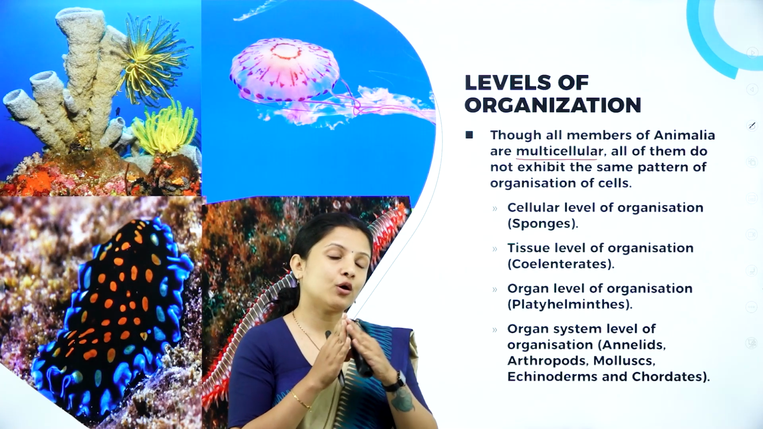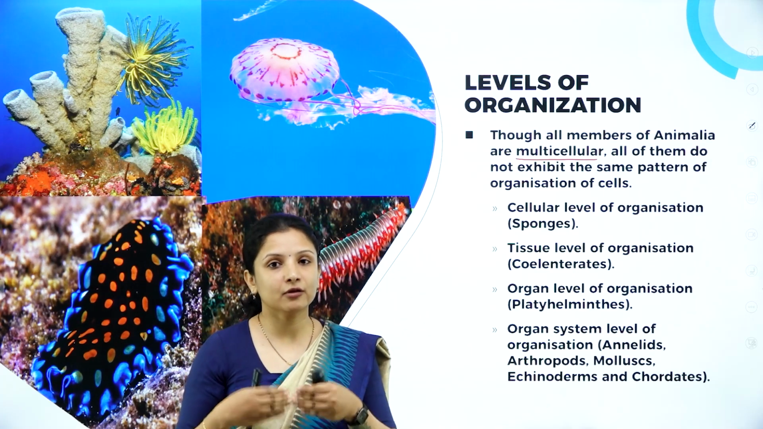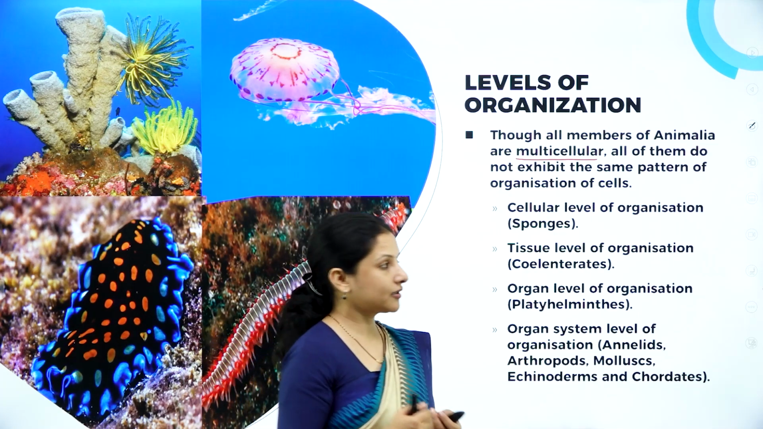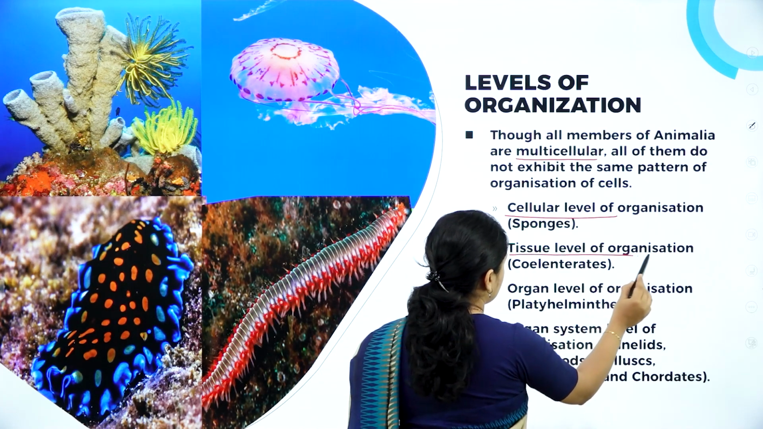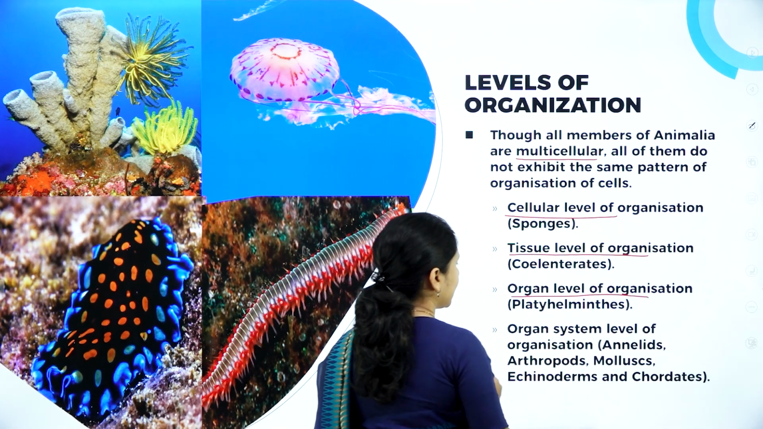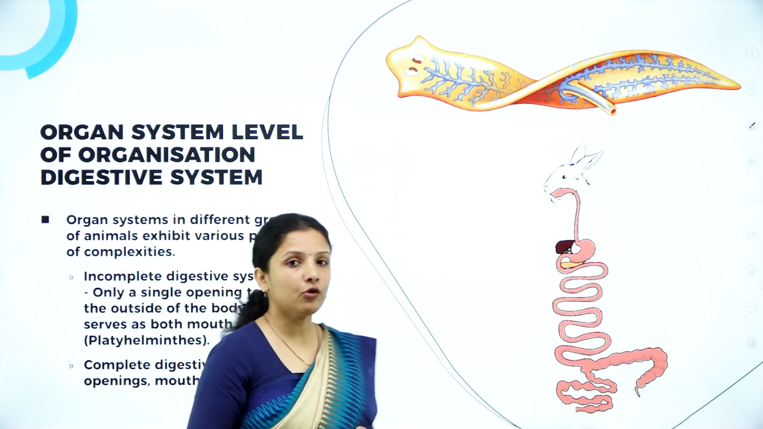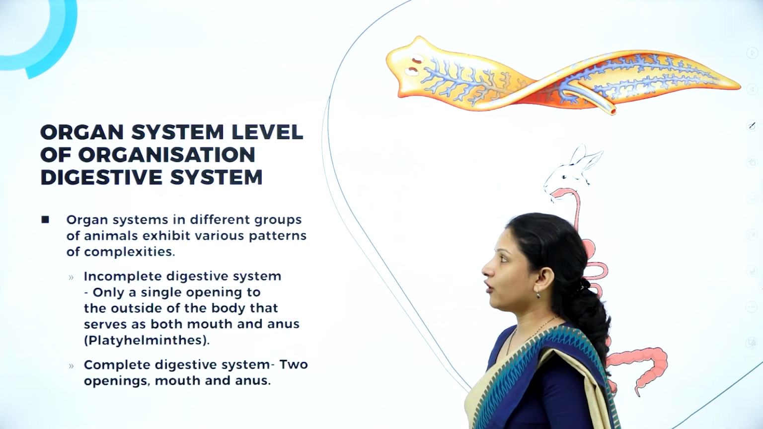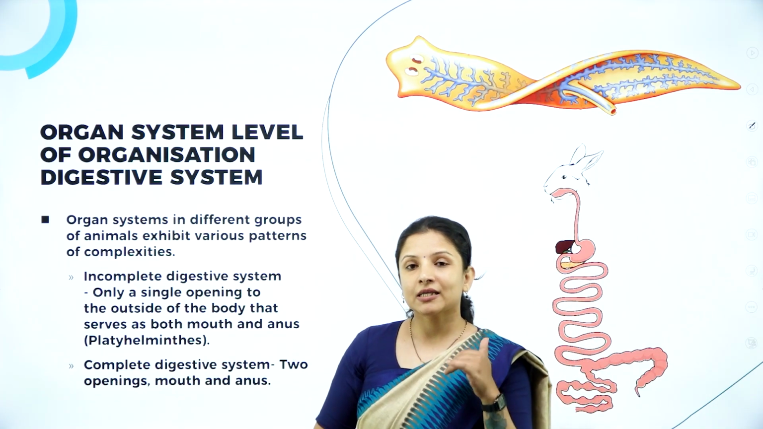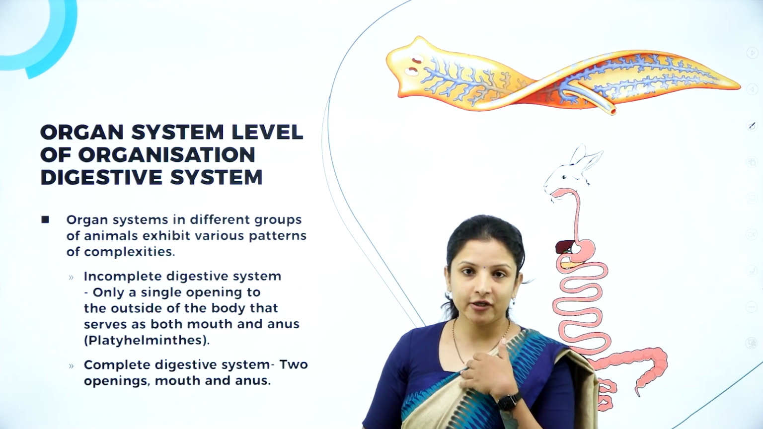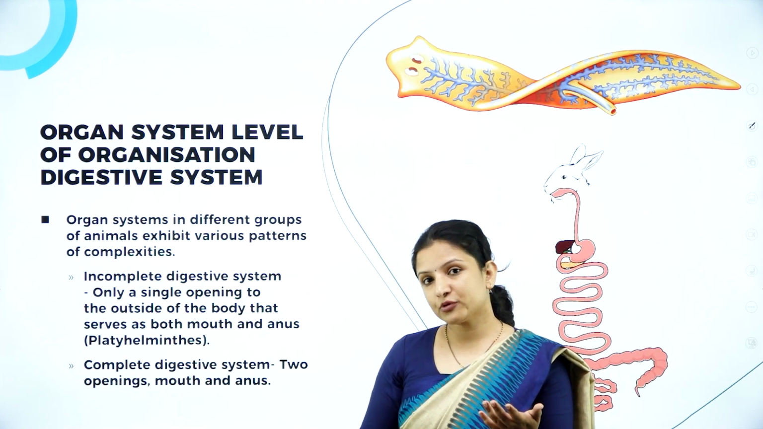So likewise, based on whether it is multicellular, or whether it is tissue level, organ level or organ system level, the organisms are classified under kingdom Animalia. As I told you, there is cellular level of organization, tissue level of organization, organ level of organization, and organ system level of organization in animals. Now moving on to the organ system level of organization. Again, if we say they have an organ system level of organization, can we put the annelids and we human beings under the same phylum?